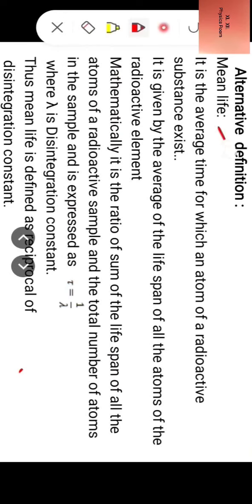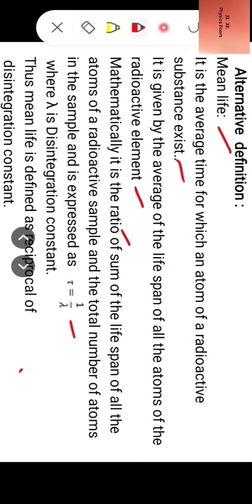Now, alternative definition of mean life. It is the average time for which an atom of a radioactive substance exists. It is given by the average of the lifespan of all the atoms of the radioactive element. Mathematically, it is the ratio of sum of the lifespan of all the atoms of a radioactive sample and the total number of atoms in the sample, and is expressed as tau = 1/λ.